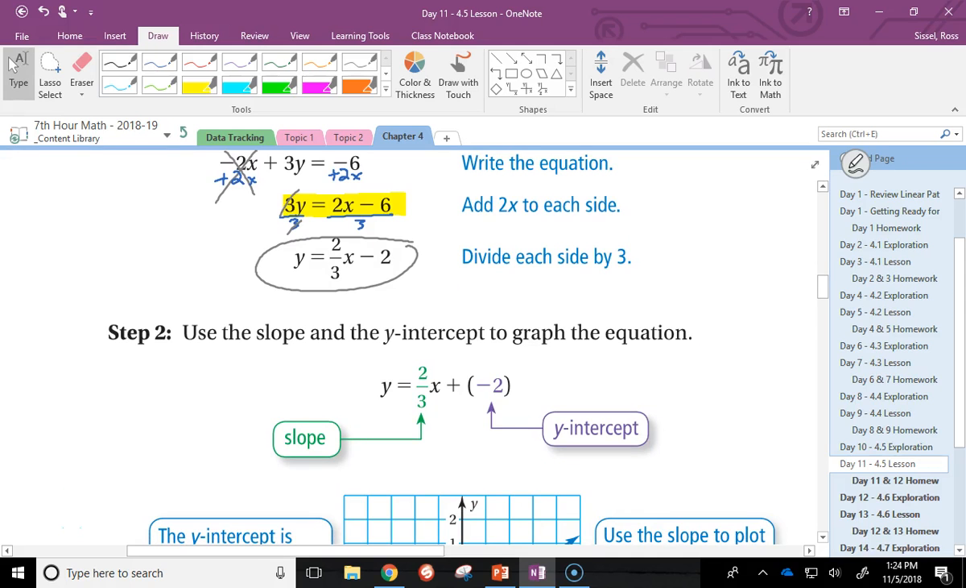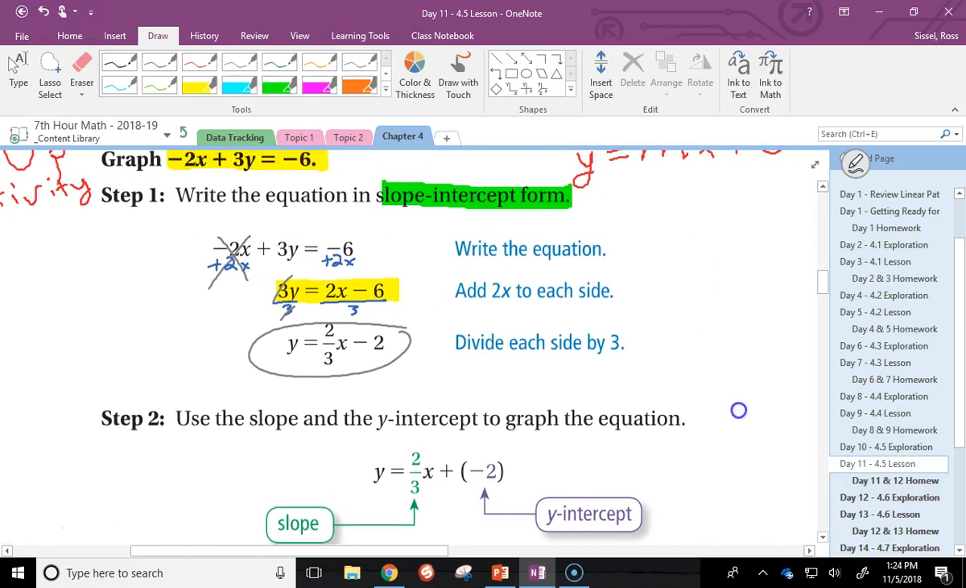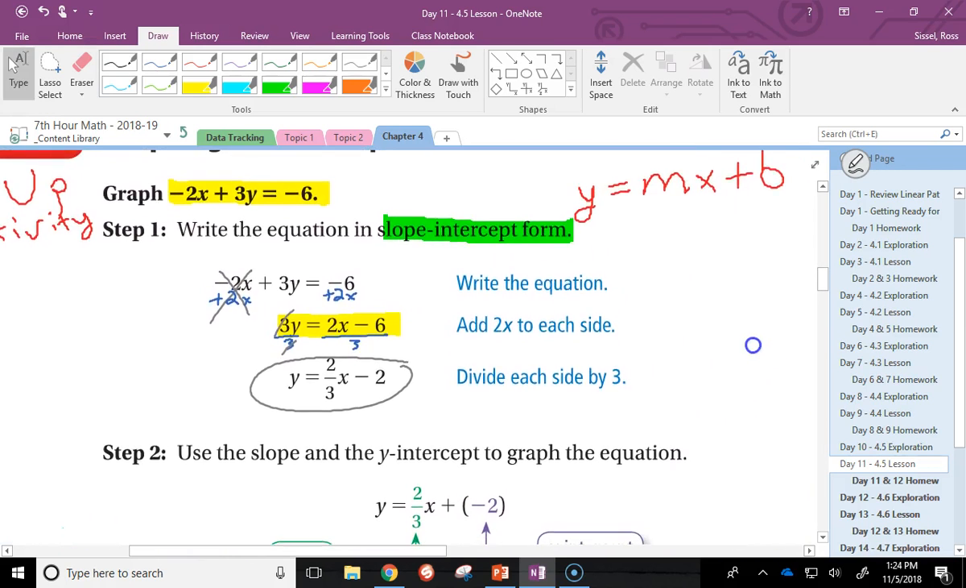Now that I have it in slope-intercept form, what is my slope? Charles. Nope, we don't have a positive 2x. Right? It's 2/3. Okay. Here's our slope. It's whatever's right in front of our x. Our slope is 2/3.